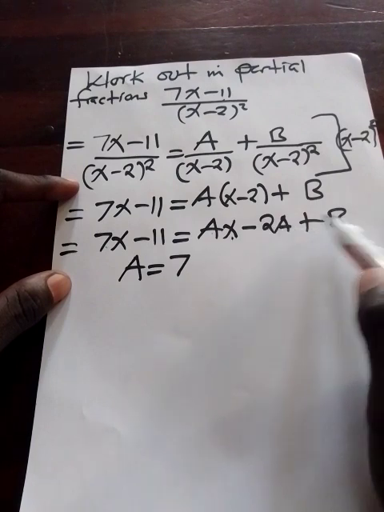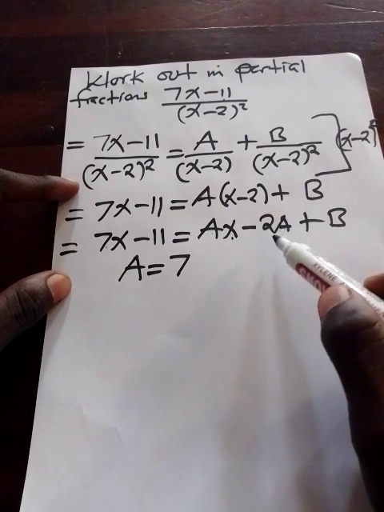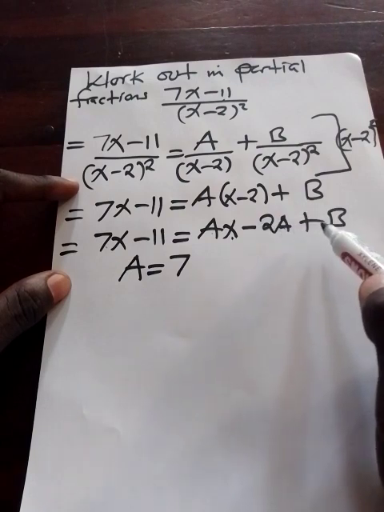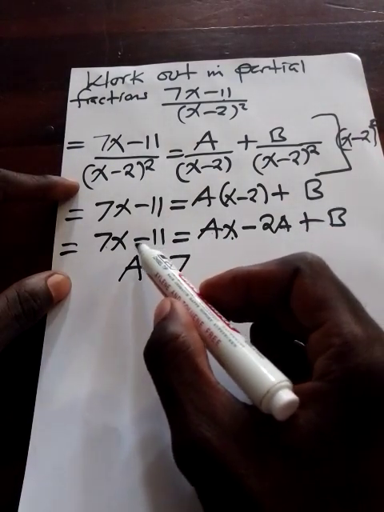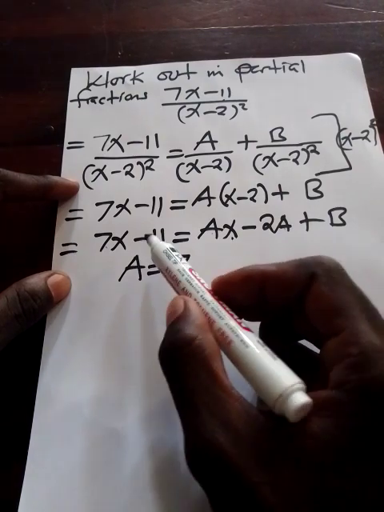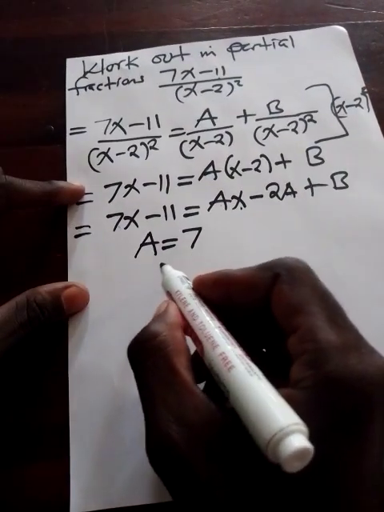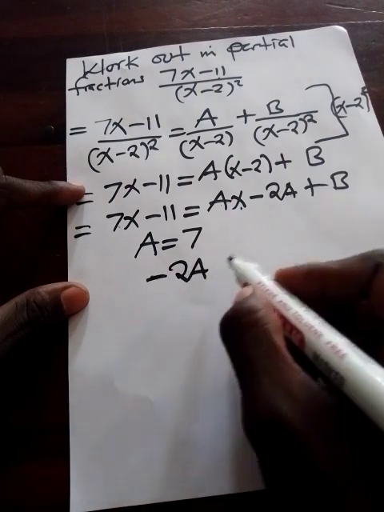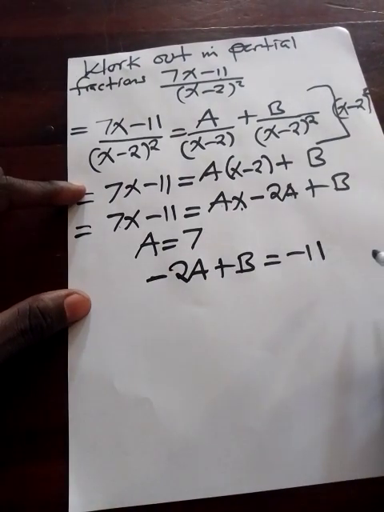Then we come to this one. These are just constants. A is a constant, B is a constant, negative 2 is also a constant. We don't have any variable here. So we check on the left-hand side of the equation, and we find that we have negative 11 as our constant. So just like we did for the other, we can assign this value to this constant. That will form an equation: negative 2A plus B is equal to negative 11.